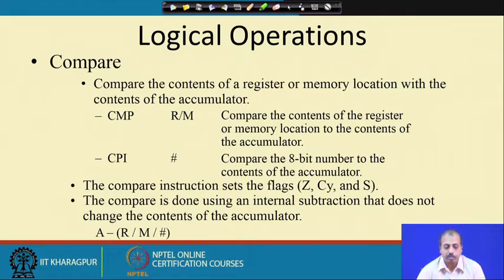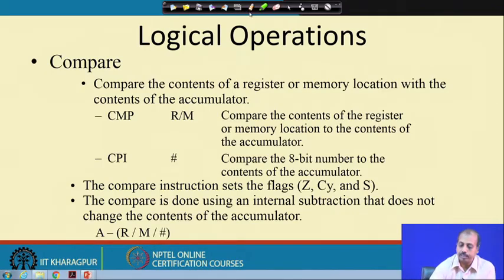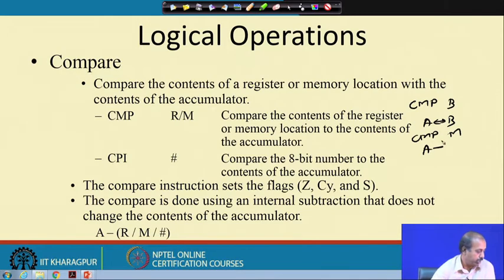In case of logical operations, we compare the contents of a register or memory location with the contents of the accumulator. CMP is the instruction. We can talk about CMP register or memory. For example, compare B: the A and B registers will be compared. Or I can say compare M: the A register and the memory location HL will be compared. This way we can have the compare instruction.